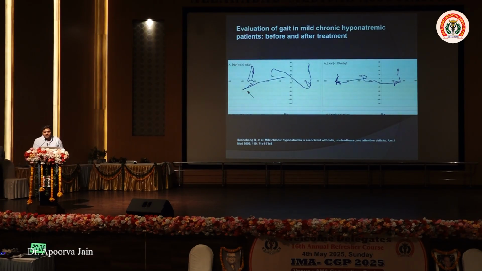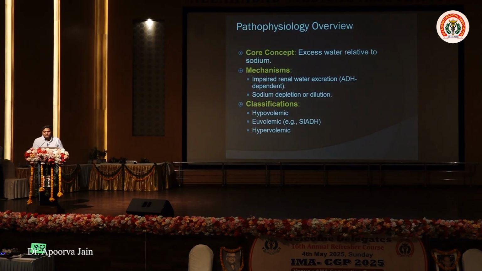Like this is a patient of mild chronic hyponatremia, and we are looking at the gait disturbances. So at a sodium of 130, a bit lower than the normal, the patient had abnormal gait. And as the sodium correction was achieved, the gait became normal. So subtle symptoms need to be understood.